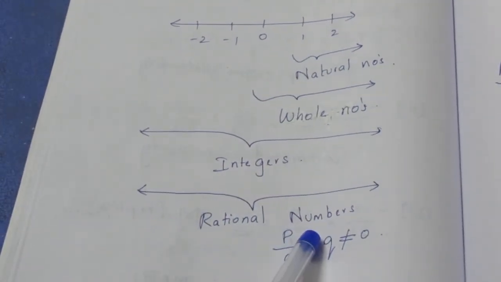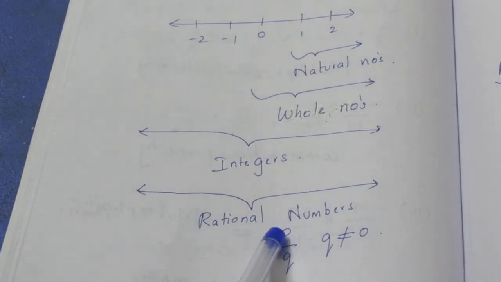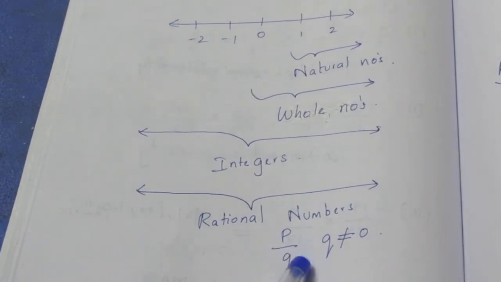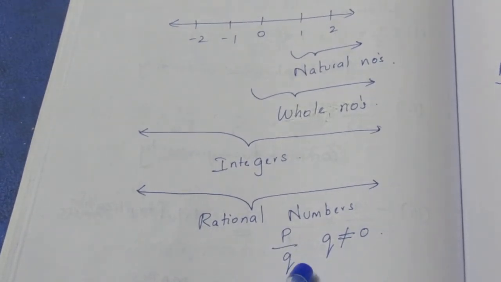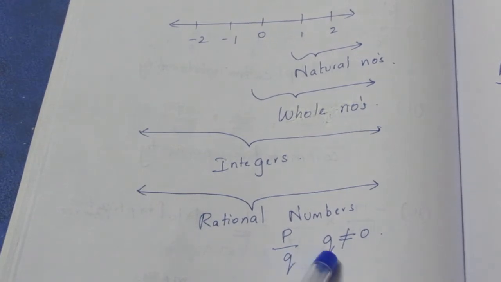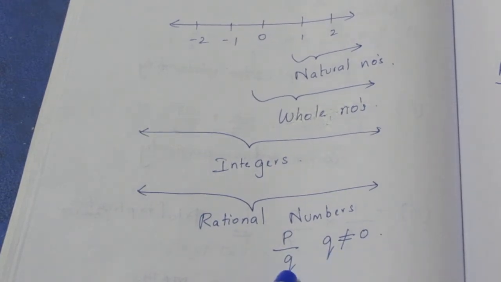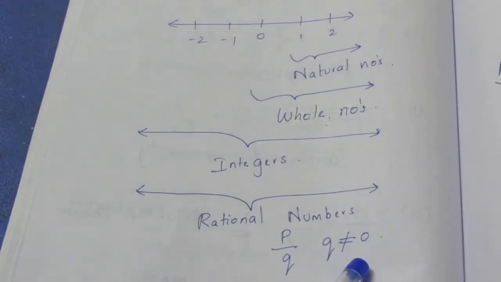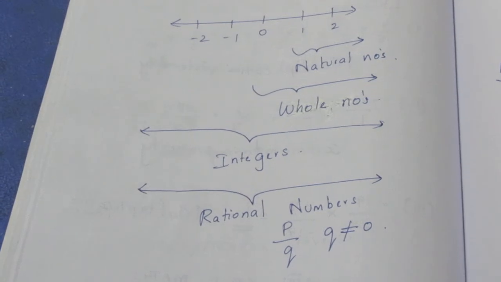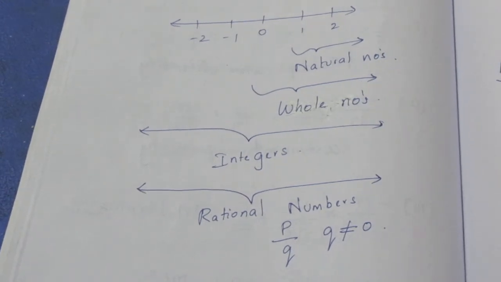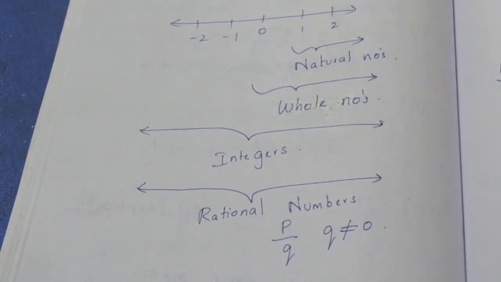Rational numbers, the rule is it will be in p by q form. The main condition is q should not be equal to 0. Denominator should not be equal to 0. This is the only condition for a rational number. The rational number will be in p by q form.